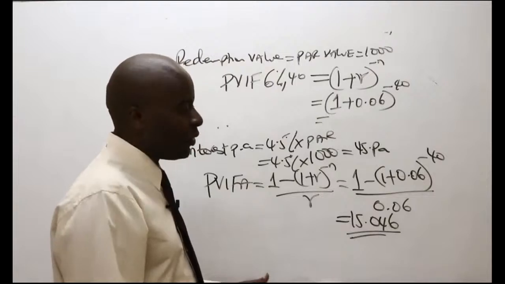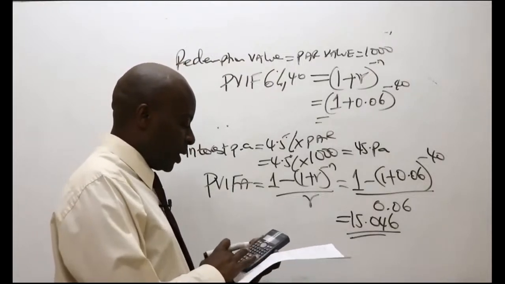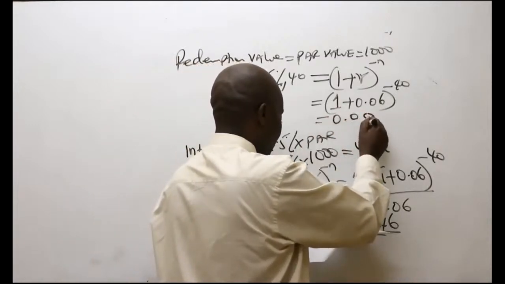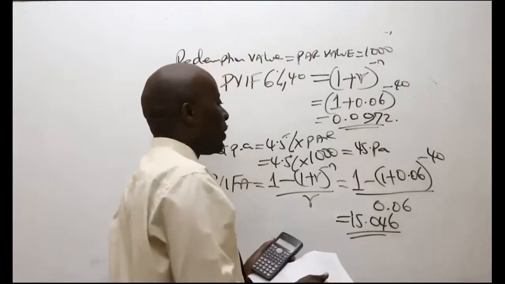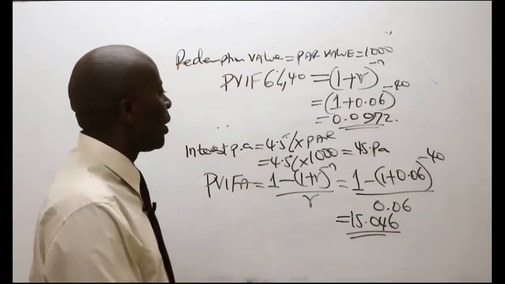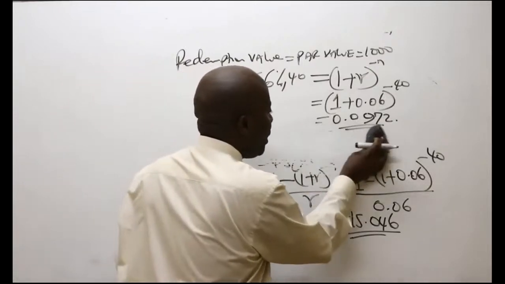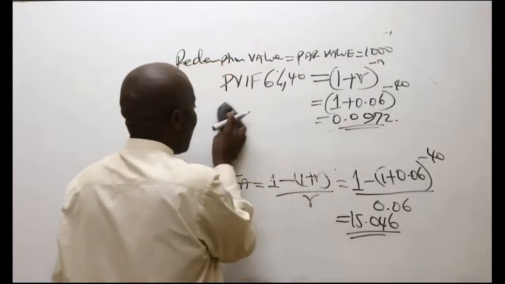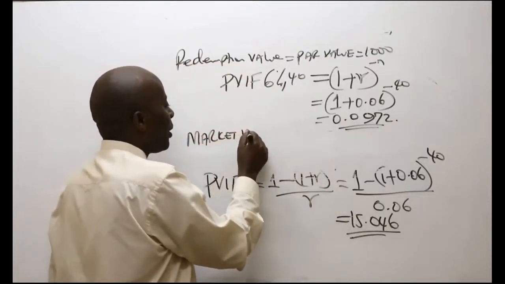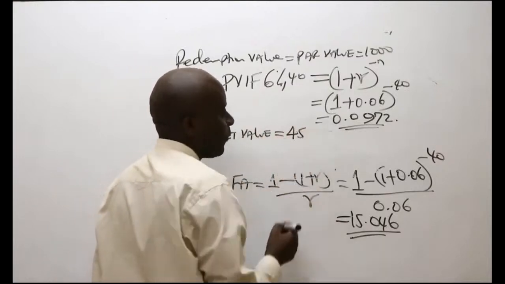So then this at the end of the day will give us what parameters? We have 1.06 raised to negative 40, which will give us 0.0972. Now, ladies and gentlemen, having gotten those two parameters, I'm at a very good position to discount these parameters to get the market value of the bond. So the market value of the bond will be equal to the interest, which is 45.